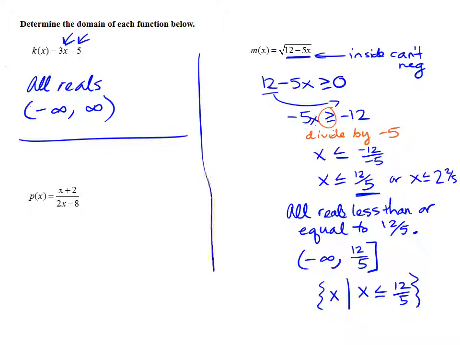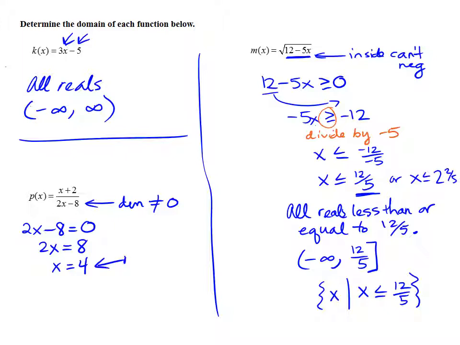All right, in our last example, we have p of x equals x plus 2 over 2 times x minus 8. Here we've got a denominator, and remember a denominator cannot be equal to 0. So what we want to do is figure out what will make this denominator 0. Fix that typo. And then, so we set it equal to 0 and solve. 2x equals 8 when we add the 8 to both sides, and then divide out the 2. 8 divided by 2 is 4.